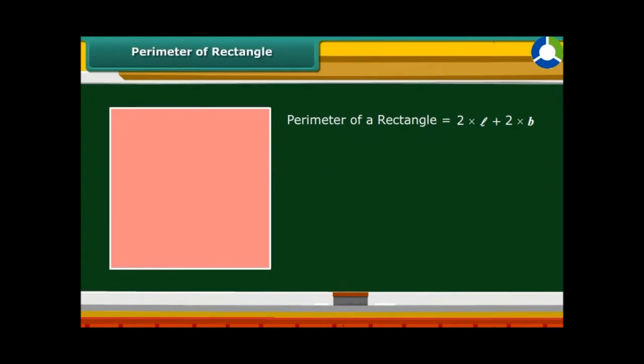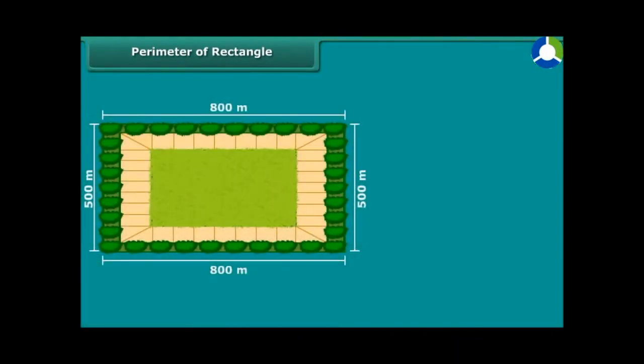We can rearrange a little and say that the perimeter of a rectangle is twice the sum of its length and breadth. We wish to plant flowers on all sides of a rectangular patch of land whose length is 800 meters and breadth is 500 meters. Calculate the total distance to be covered by flowers.